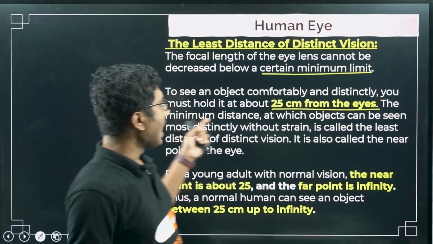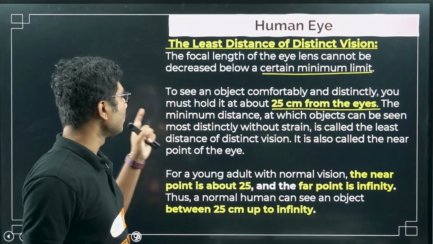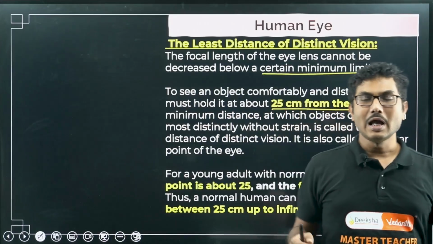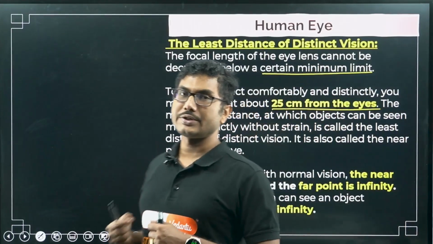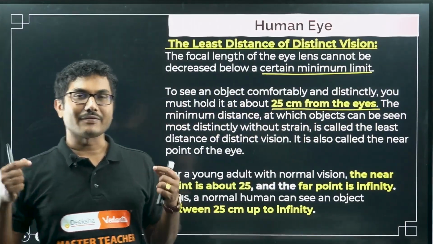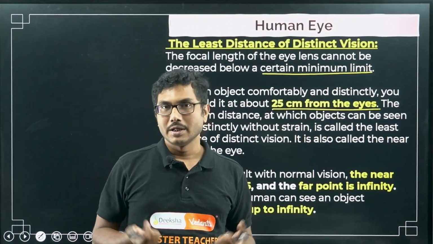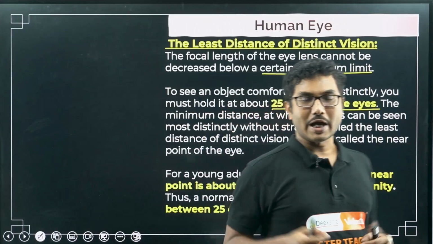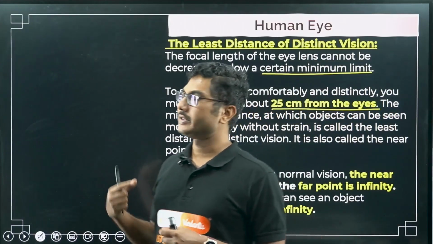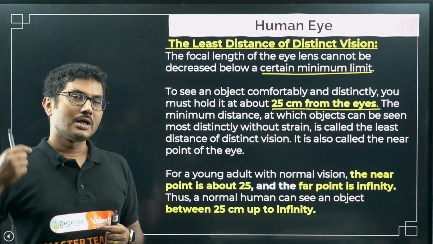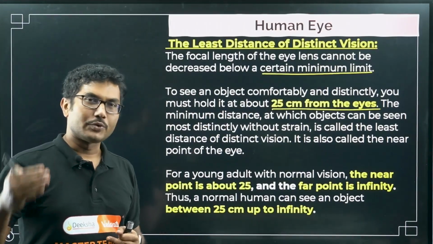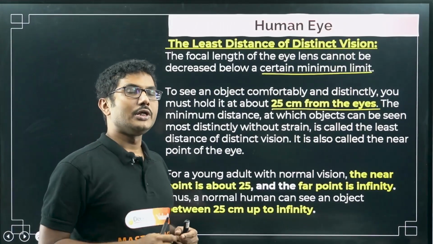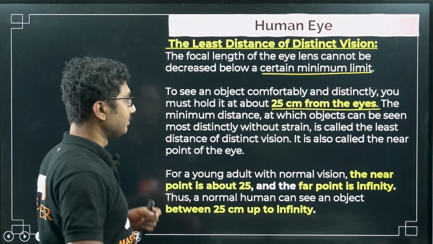We will talk about that. At this distance, objects cannot be seen most distinctly without strain. Your eyes will feel strain if you are reading objects from a very close distance. Your eye will feel the strain, and after some time your eye will start paining, right? So don't read or write on something which is very close to your eye. Maintain this 25 centimeter distance minimum, that is the safe distance. You can read anything which is up to 25 centimeter. If it is closer than 25 centimeter, it will strain your eyes, and slowly you will lose the accommodating power.